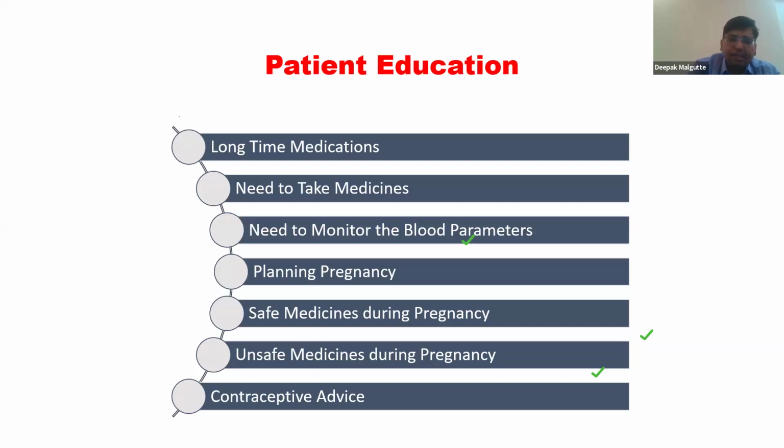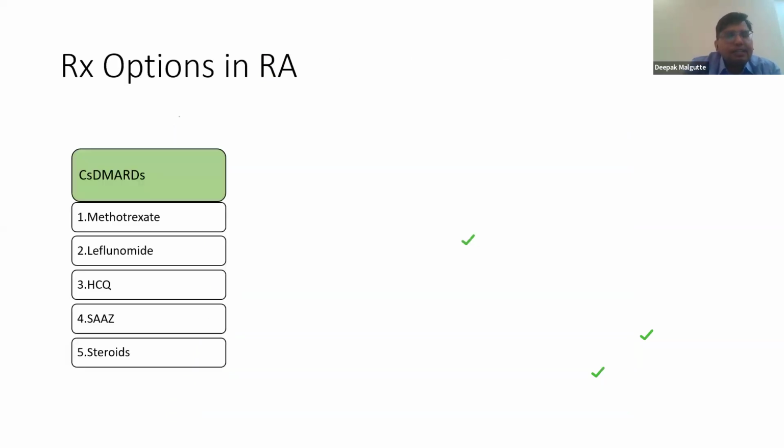And that's why, when they are not planning pregnancy, contraceptive advice is very important in them. Now, coming to the treatment options that we have, as I discussed, is conventional DMARDs, which include methotrexate, leflunomide, hydroxychloroquine, sulfasalazine, and steroids. And to add to the list, now we have iguratimod as well.